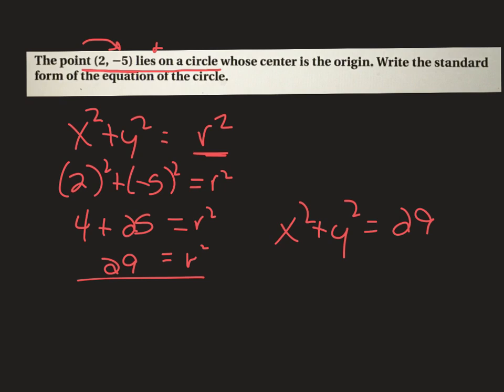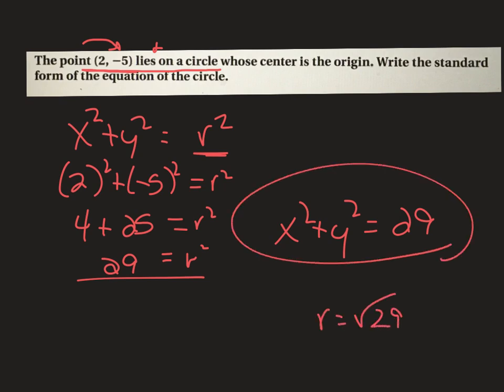Now, 29 is not the radius. The radius would be the square root of 29. And you'll see a lot of radii tomorrow that are square roots, because remember the other side is r squared. So you can have a lot of square roots for radii. By the way, radii is the plural of radius, if you're wondering. And that's really all we're doing tomorrow.